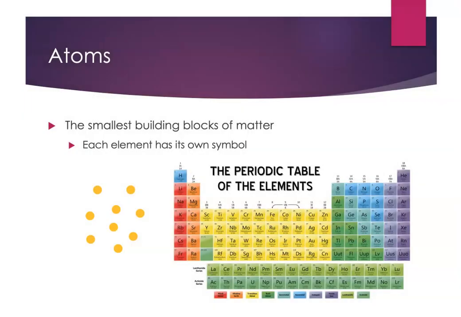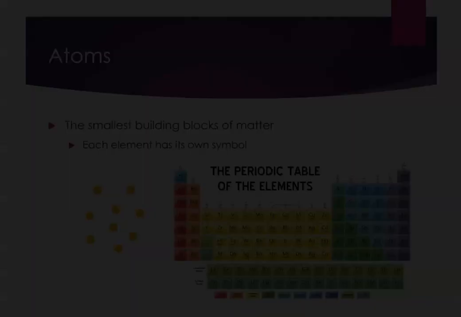Now, what we know is that all matter is made up of atoms. The smallest building blocks are what we call atoms. They're the smallest pieces of the different kinds of elements. So on a particle level, we might represent them as little circles, right? Each element has its own kind of atom and its own symbol in the periodic table. And we can put them together and make all kinds of interesting things.